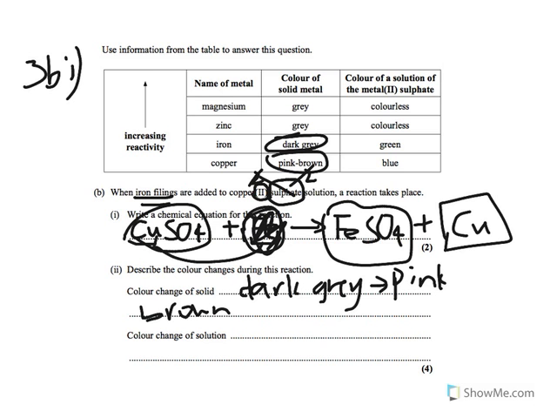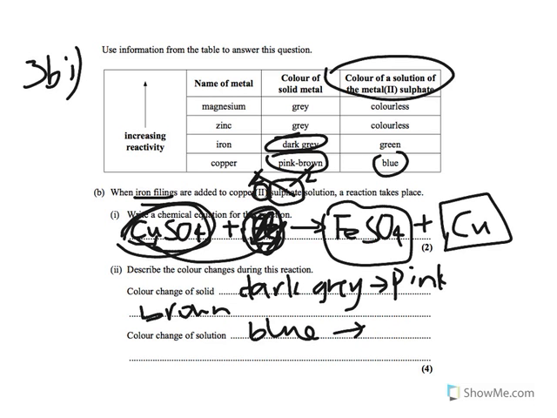Now the color change of the solution, originally you had CuSO4, and over here it says the color of the solution in a metal sulfate. So CuSO4 is blue. So from blue, it turned to FeSO4, so this blue color went and FeSO4 was formed. And iron sulfate is green, so from blue it turned to green. So that's the color change of the solution.